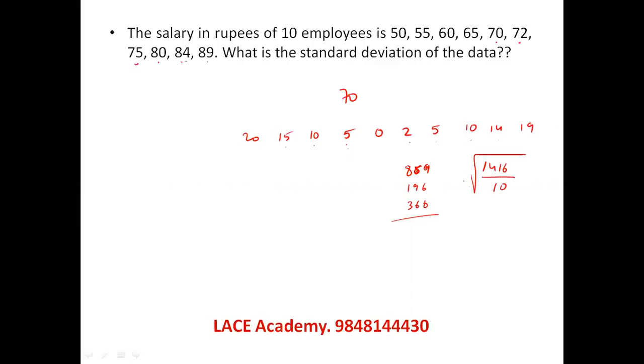1416 by 10 under square root. So this is nearly square root of 141.6. We know that square root of 144 is 12. So this should be 11.8 or 11.9, something like that. So take the option which is nearest to 11.7, 11.8 and go to the next question. This is a formula for standard deviation, which is coming every time. In every exam, a standard deviation question is coming.